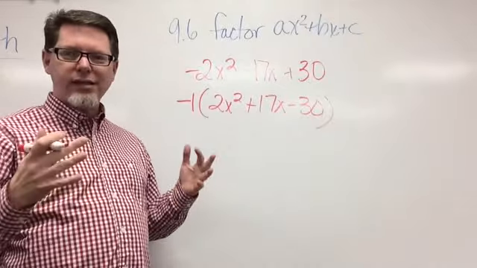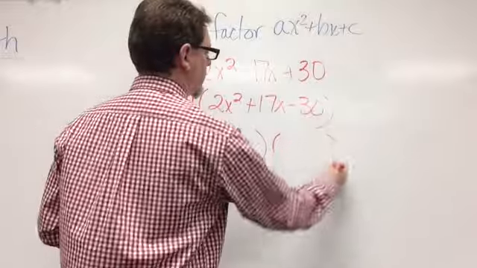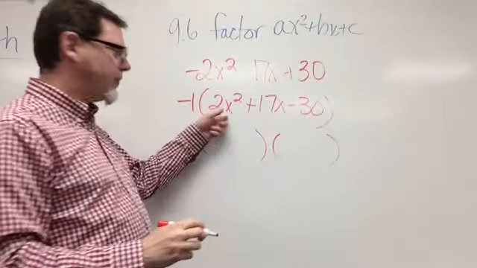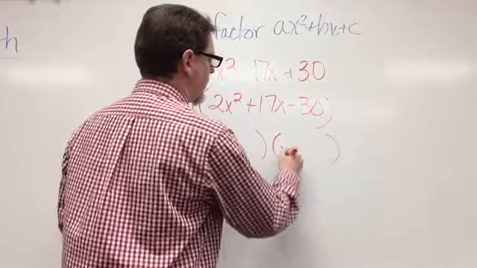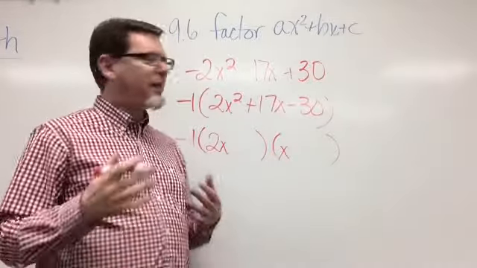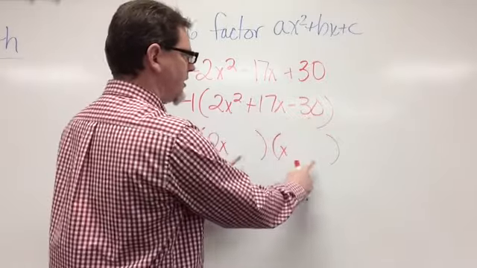Well, notice that a is 2, so my factors of 2 are 2 and 1. So 2x and x. Either one works. Now I have to come up with two factors of negative 30 that plug in here.